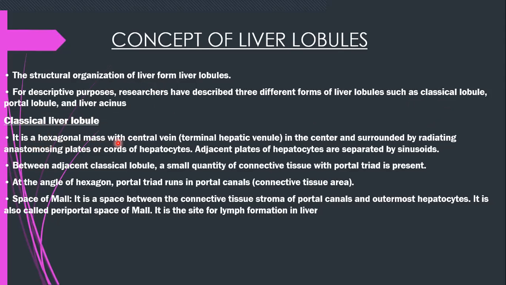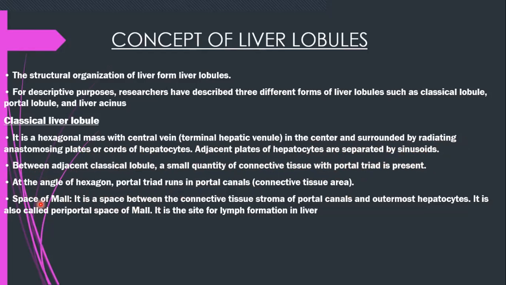Okay, so the classic liver lobule is a hexagonal mass with a central vein in the center, surrounded by radiating anastomosing plates or cords of hepatocytes. Adjacent plates of hepatocytes are separated by sinusoids. Now, between adjacent classic lobules, a small quantity of connective tissue with portal triad is present. Okay, I will show you this in a diagram. Then at the angles of the hexagon, portal triads run in portal canals, the connective tissue area.